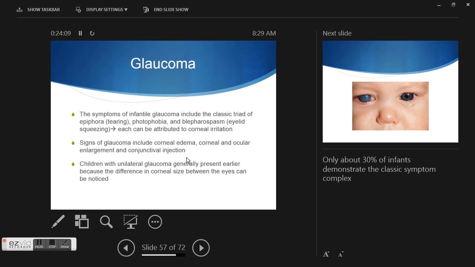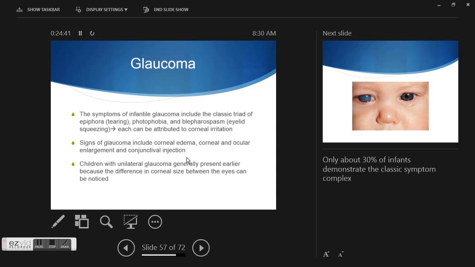Right. So the next topic is glaucoma. The symptoms of infantile glaucoma include the classic triad of epiphora or tearing, photophobia, and blepharospasm or eyelid squeezing, and all of these can be attributed to corneal irritation. Signs of glaucoma include corneal edema, corneal and ocular enlargement, and conjunctival injection.